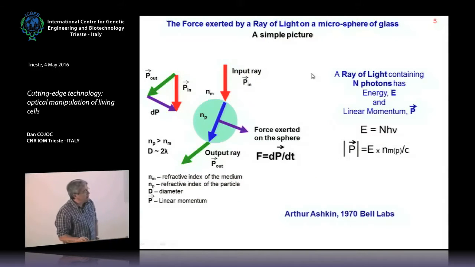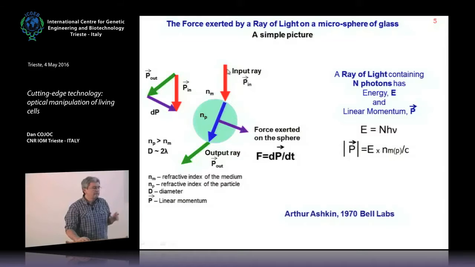A simple picture of the force exerted by a ray of light, I took it from Arthur Ashkin, who is a pioneer of optical tweezers. He began this work in the early 70s in Bell Labs. If we consider a ray of light, so I assume that here there are more biologists than physicists or engineers, so we make it not simple, but we try to make it in such a way that it makes sense.